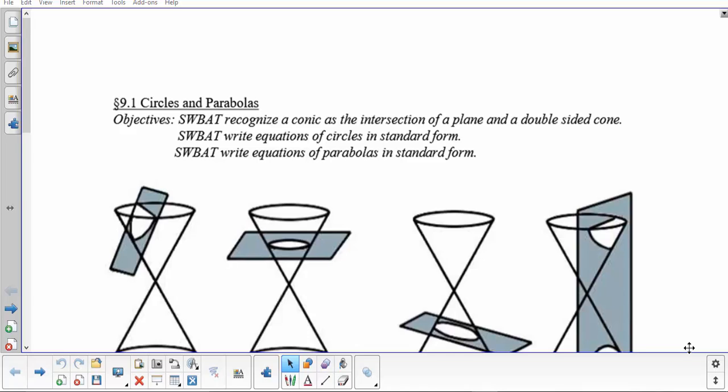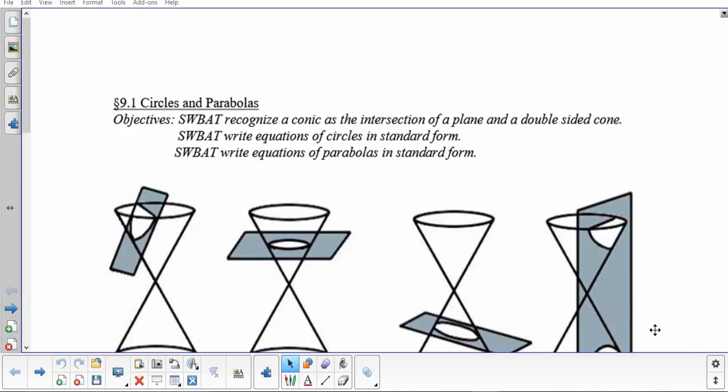We are going to begin studying conic sections. Our study of conic sections begins with circles and parabolas. Our objectives are to be able to recognize a conic as the intersection of a plane and a double-sided cone, to write equations of circles in standard form, and to write equations of parabolas in standard form.